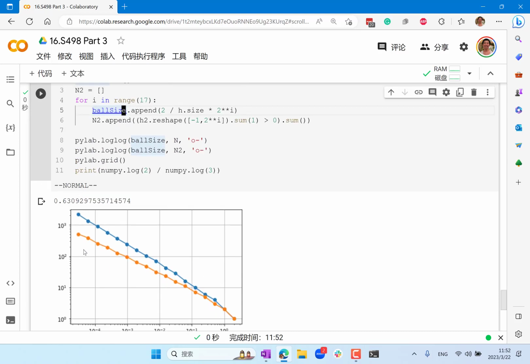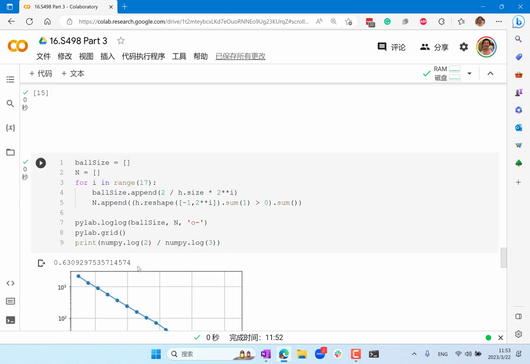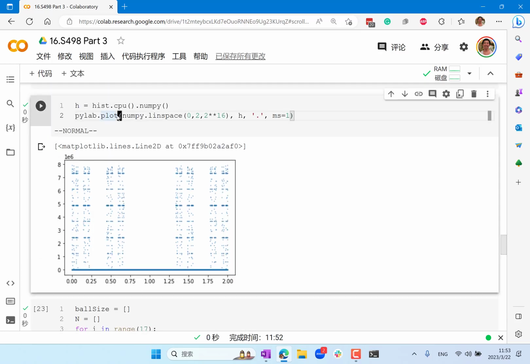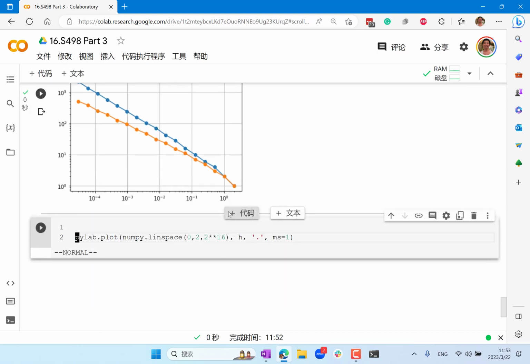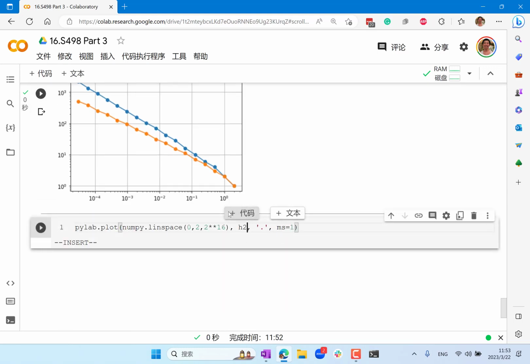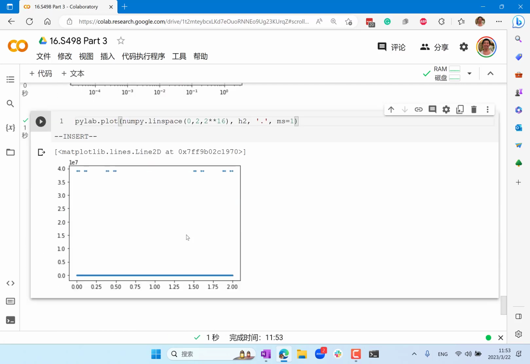Yeah, so you're going to see that. The blue line is the same as before, the log 2 over log 3 dimension, and the orange line is the N2 that has exactly a dimension of half. You can kind of see by measuring the slope here. And if you really plot it, like what we plotted here, it doesn't look really particularly different from previously.